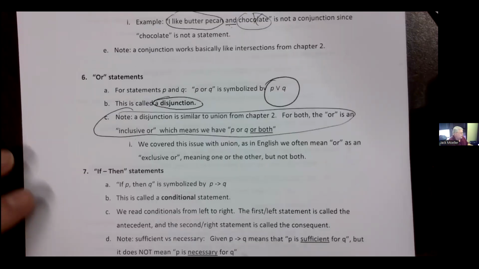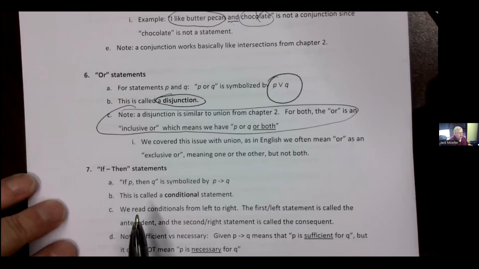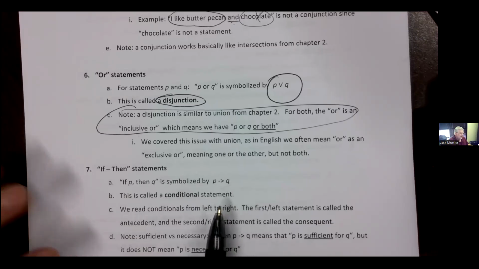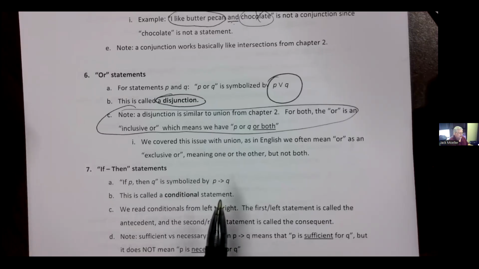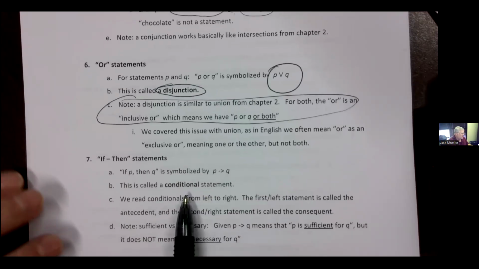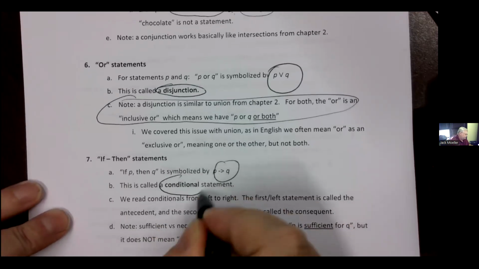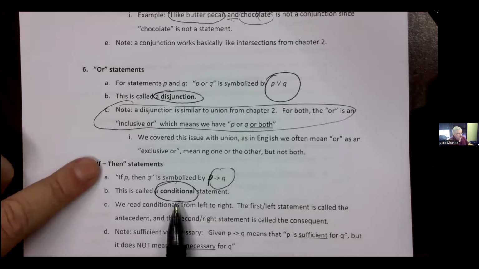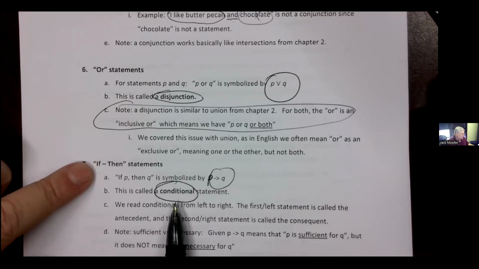All right. So the third connective we have for two statements is called an if-then statement. If P then Q is symbolized with an arrow going to the right. Order is very important with if-then statements. An if-then is called a conditional statement, and it's conditional: Q depends on whether or not we have P to start with. So conditional statement is the official name of an if-then connective.